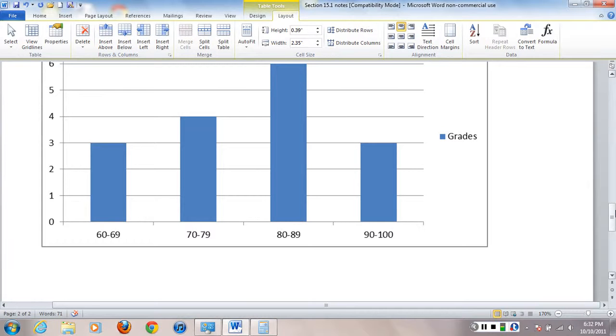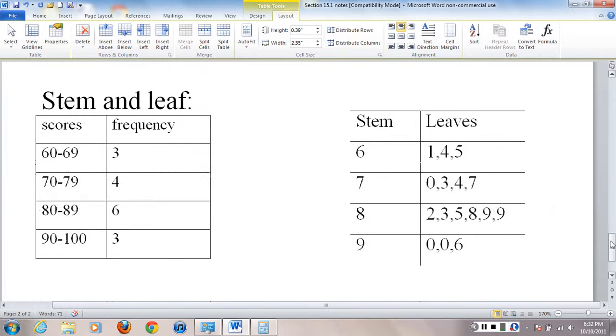Histograms or bar graphs are made by using that data and turning it into a bar of relative size. And stem and leaf plots, as you can see, are a similar way of organizing data, usually by tens.